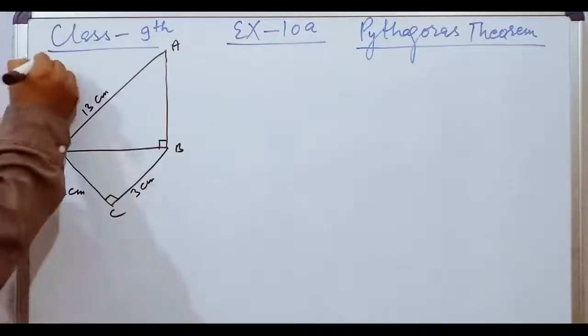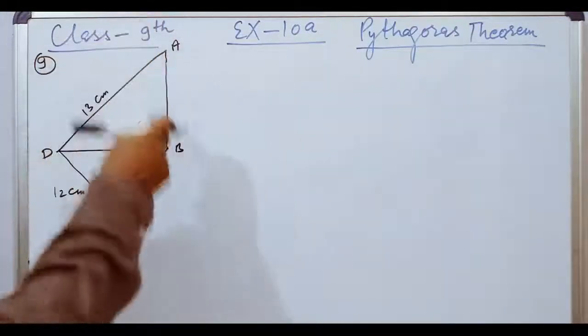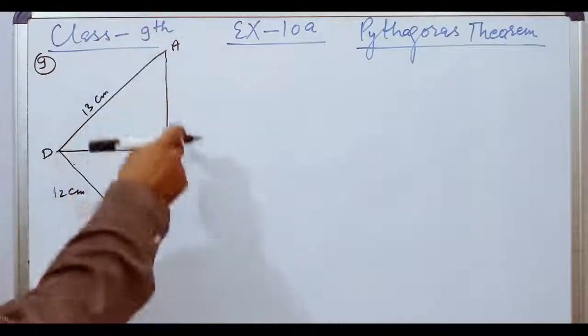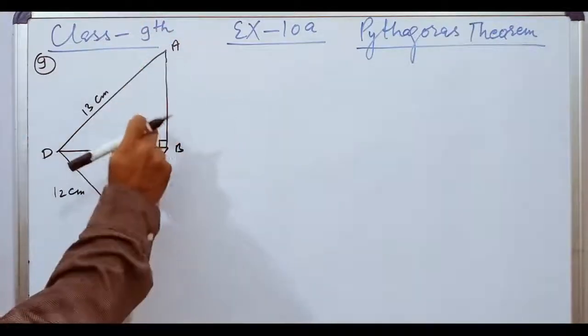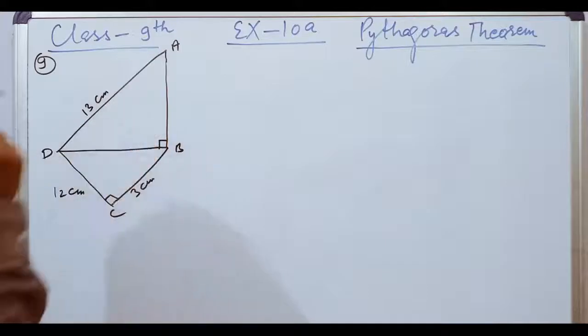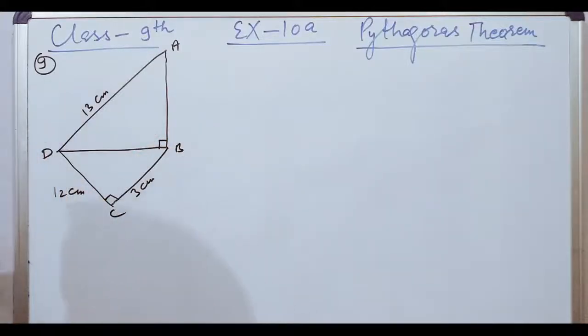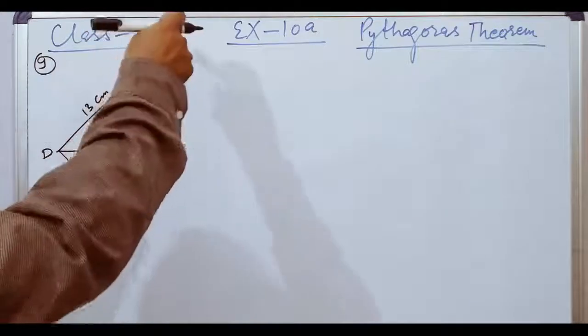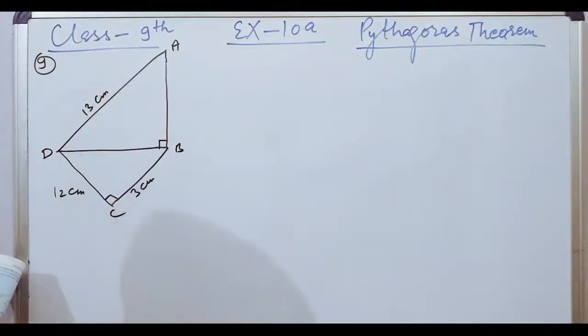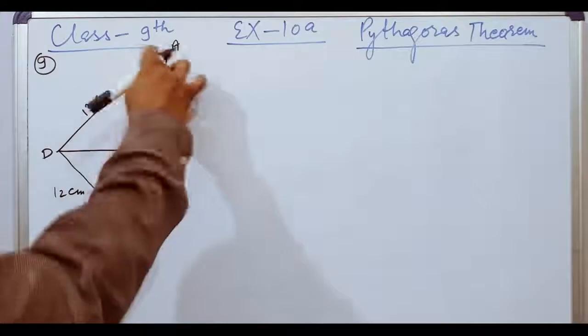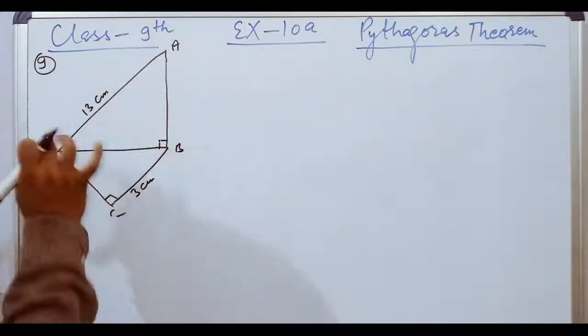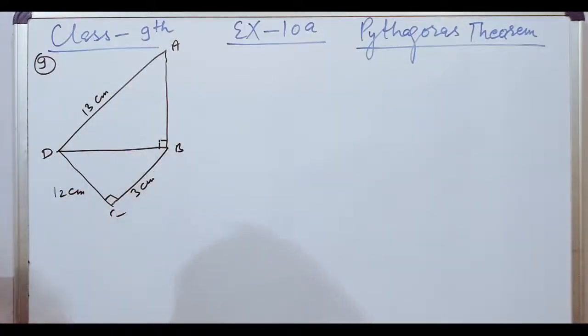Question number 9. It is figure ABD and BCD, and this is right angle. Angle ABD is right angle and angle BCD is right angle. We have to calculate length of AB. So I am reading the question. In figure ABCD represent a quadrilateral in which AD equal to 13 centimeter, DC equal to 12 centimeter, BC equal to 3 centimeter, and angle ABD equal to angle BCD equal to 90 degree. Calculate the length of AB.